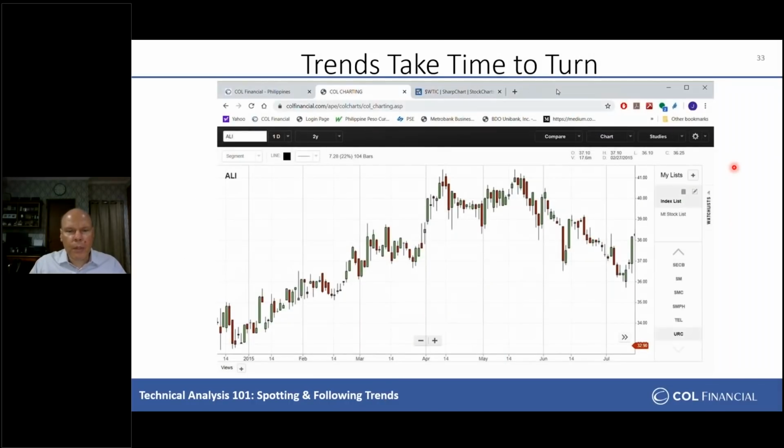So here's an example of a turnaround condition and a gradual one. Ayala Land. Clearly, you can see an uptrend here on the left side of the chart. Let me draw a trend line for you by scoping this entire move up here.